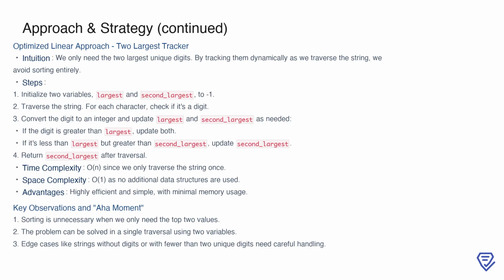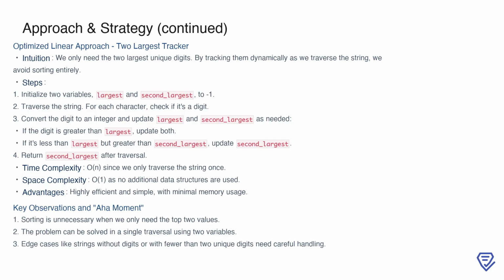If the digit is greater than largest, we update both variables: largest becomes the new digit, and second_largest takes the previous value of largest. If the digit is smaller than largest but larger than second_largest, we simply update second_largest. Once the traversal is complete, second_largest will hold the result.